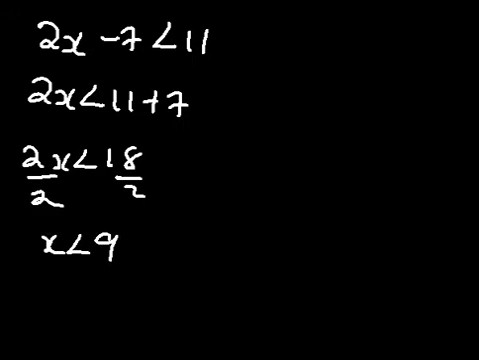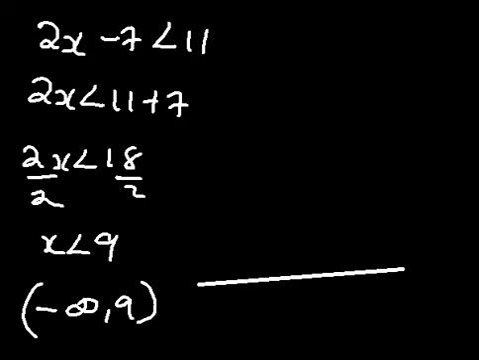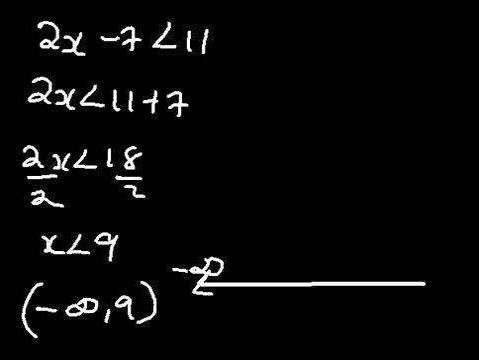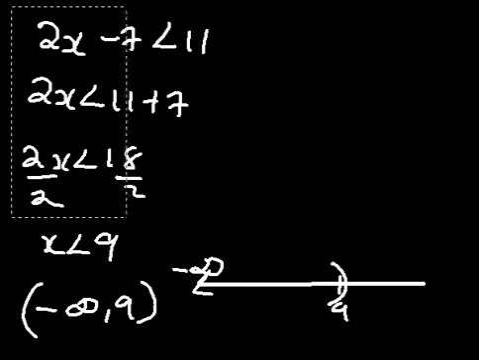In interval notation, we have it as negative infinity, comma 9, like that. Now on the number line, we have it the way we discussed before. This is an unbounded interval, that is negative infinity, and this is 9, and we have it like this. So that is the number line you should understand.